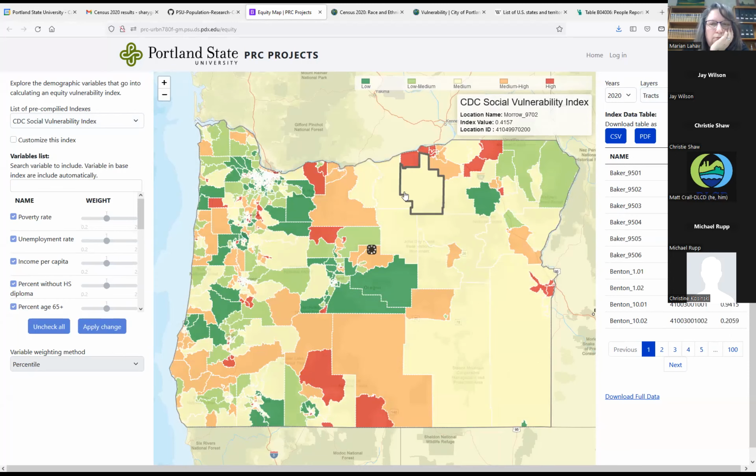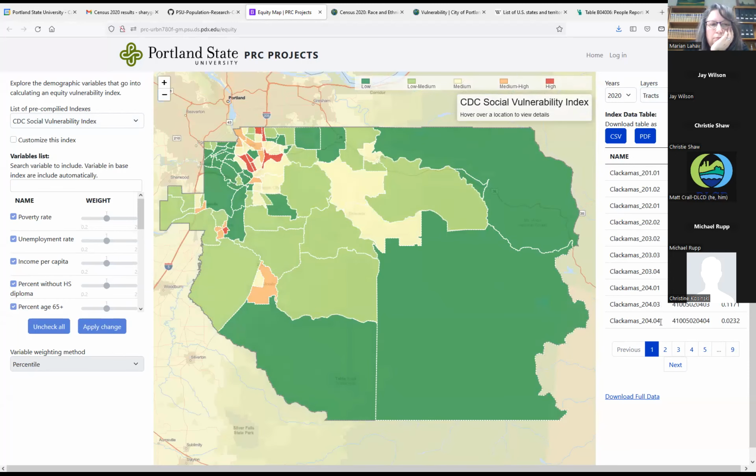And so it's a way that people can very quickly explore and download data for a specific geography, statewide or for a county or within a city. But the key thing here is actually the ability to customize an index.